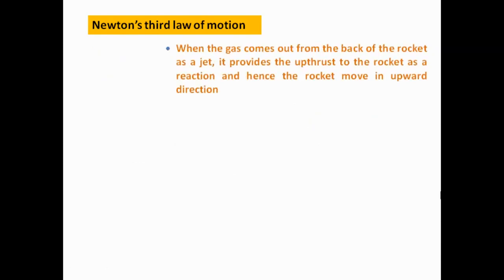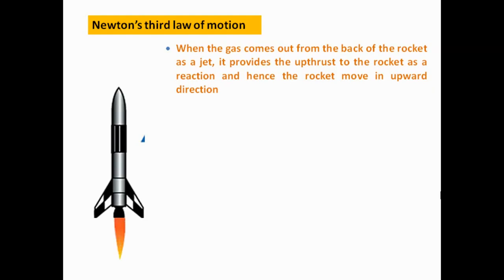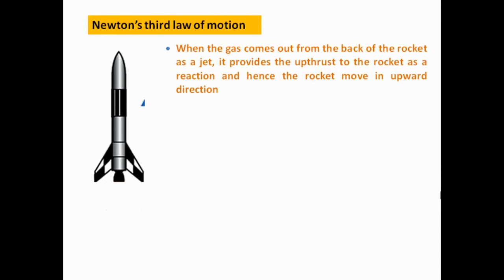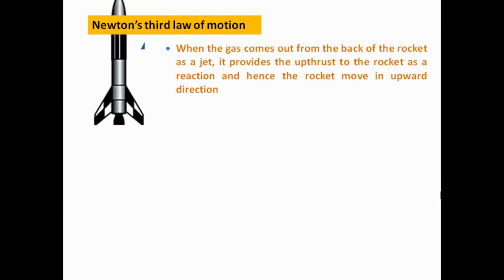When gas comes out from the back of the rocket as a jet, it provides the upthrust to the rocket as a reaction, and hence the rocket moves in the upward direction. Here we have a rocket and this is a jet which is moving in the downward direction. So the jet is moving downward and as a reaction the rocket moves up.